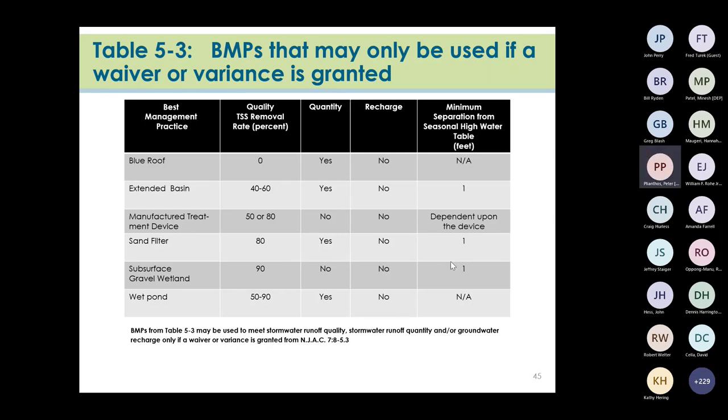As for some of the BMPs noted on this table, blue roofs don't have a reuse component, and extended detention basins are typically large and also require additional treatment to meet water quality standards. The majority of manufactured treatment devices, or MTDs, currently do not have a soil or vegetative component, so they fall into this table. Subsurface gravel wetlands and wet ponds designed without beneficial reuse are listed on this table.